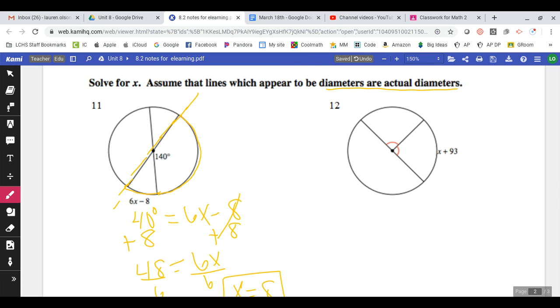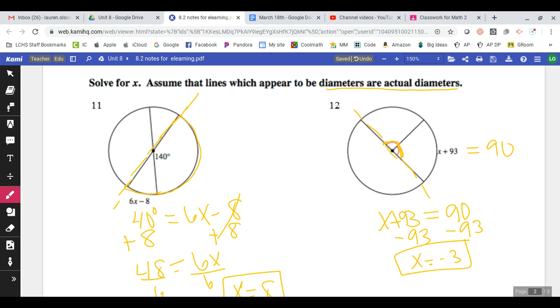I can do a similar thing here. So I'm going to call that a diameter because it goes through the center and goes all the way across the circle. These little markings are telling me that these two angles are equal. So if they add up to 180 and they're equal, then they must equal 90. So I can take x plus 93 and set it equal to 90. And then when I solve, I get x equals negative 3.